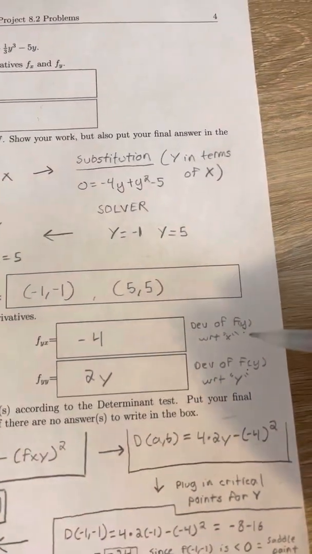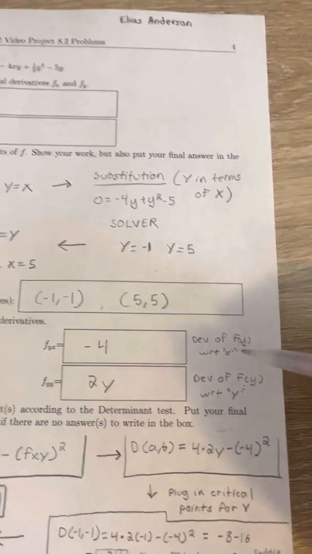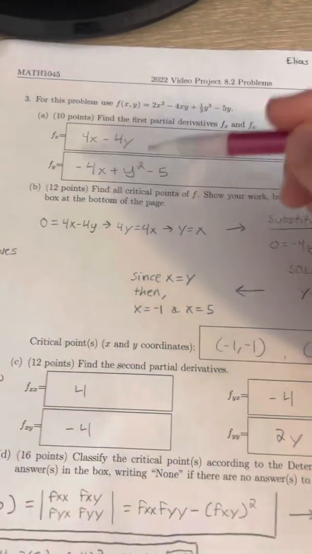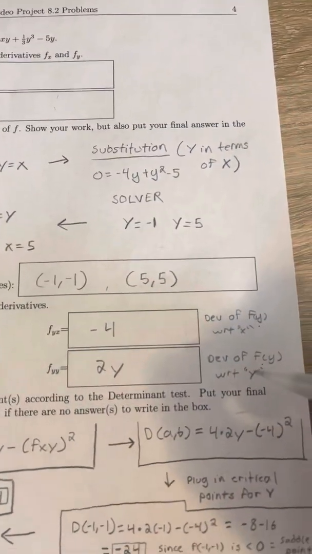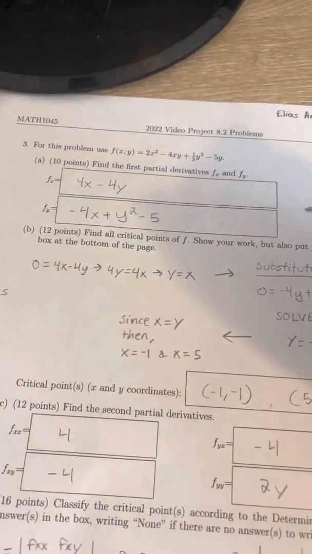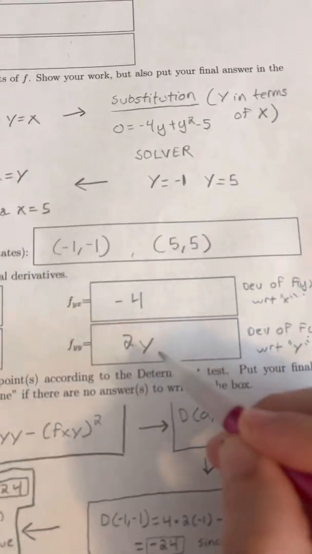And then for fyx, we find the derivative of fy with respect to x, so we use the second equation, and that's where we get negative 4. Then we do fyy, so the derivative of fy with respect to y, we get 2y. 2 times y is 2y, minus 1, we're left with this y.